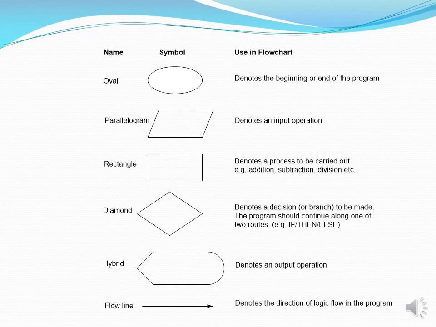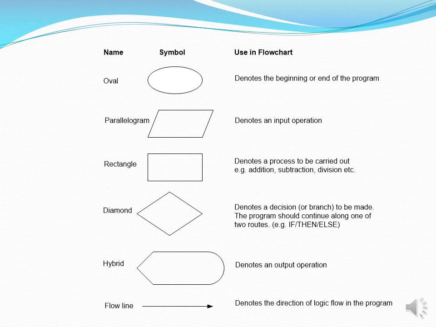A flowchart has symbols that are used for each and every element of the algorithm. An oval would denote the beginning and the ending of the program or the algorithm. A parallelogram represents the inputs that are coming in. A rectangle is a process to be carried out in that algorithm. A diamond is a decision. If this condition is met, then do that. If this condition is not met, then do the other thing.